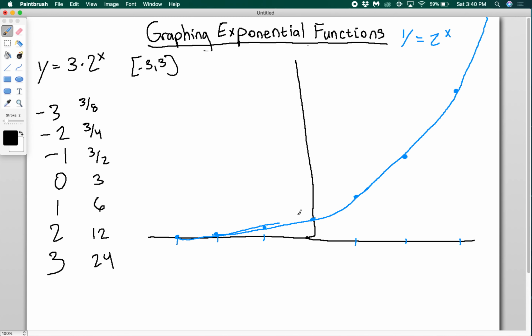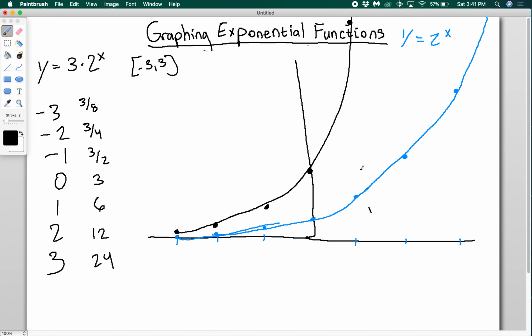But if I switch back to 3 times 2 to the x, then I'm going to get something that grows faster, because now I have 0 is 3, right, instead of being 1. So 3 is probably around here, and then 2 is 12. So already we're like way up here, right, because this was 8. And then, even if we go -1 is 3/2, which is 1.5, so that's here. And then we have 3/4, which is here, and 3/8, which is about a half here. So now we have this.